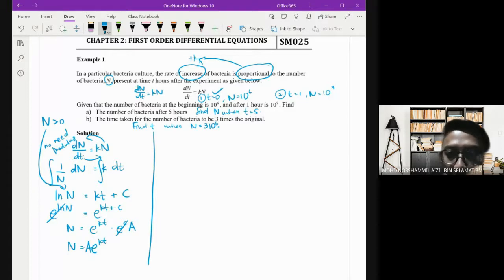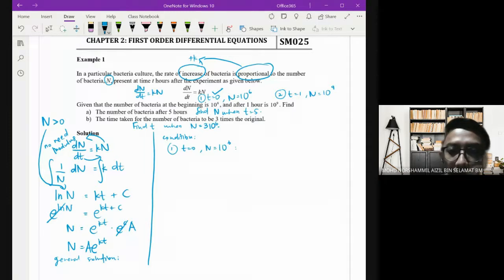So take a look at part A. Sorry, not part A yet because this one is still your general solution. Because the conditions are already given to you. The first condition is t equals 0. When t is 0, n equals to 10 power of 6.